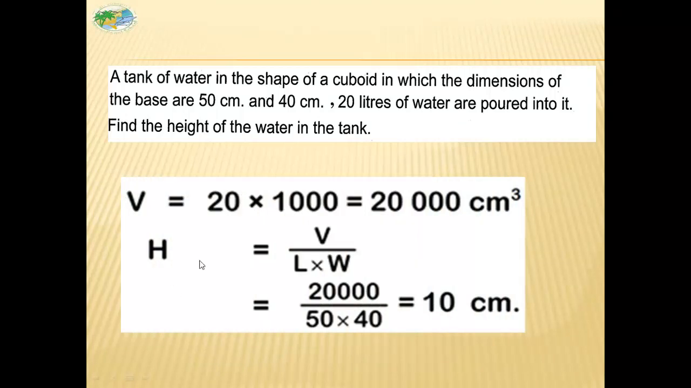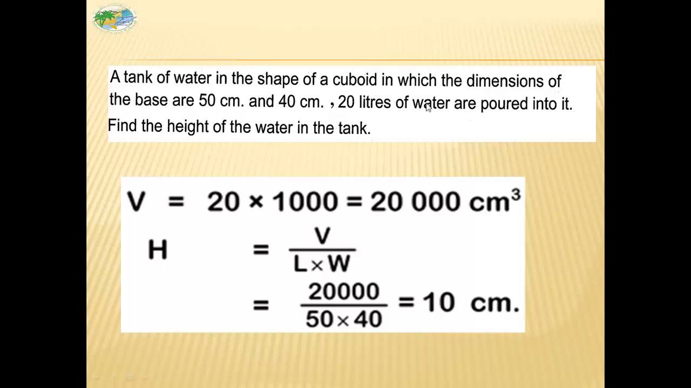Before starting the answer, it should be changed from decimeter cube to centimeter cube by multiplying by 1000, equal 20,000 centimeter cube. Okay. The height equals volume over length times width. This is the volume, since liters meaning volume. This is the volume.